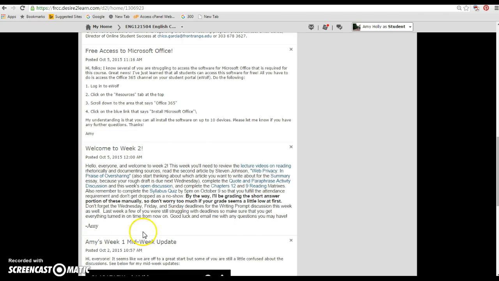Also, don't forget to check out your to-do list for week 2, which you probably should have already read because you've already had at least one deadline this week. And don't forget, the syllabus quiz is due tomorrow evening at 5 p.m., which is when we have our no-show deadline. There are definitely some no-shows in this class.